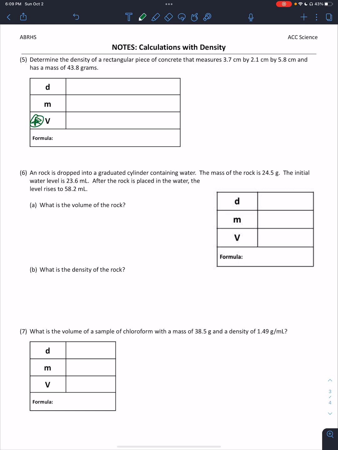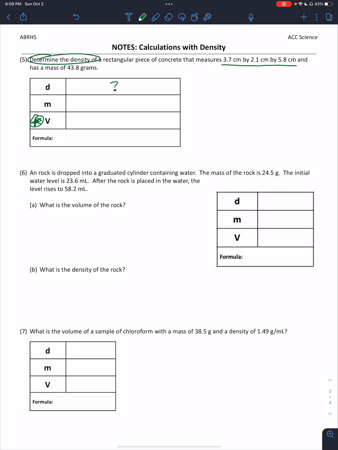Now we're going to do a lab in a couple days where we're going to look at how to calculate density through experimental means. One of the ways we're going to do that is something similar to this problem. It says determine the density of a rectangular piece of concrete that measures 3.7 centimeters by 2.1 by 5.8 centimeters, and has a mass of 43.8 grams.